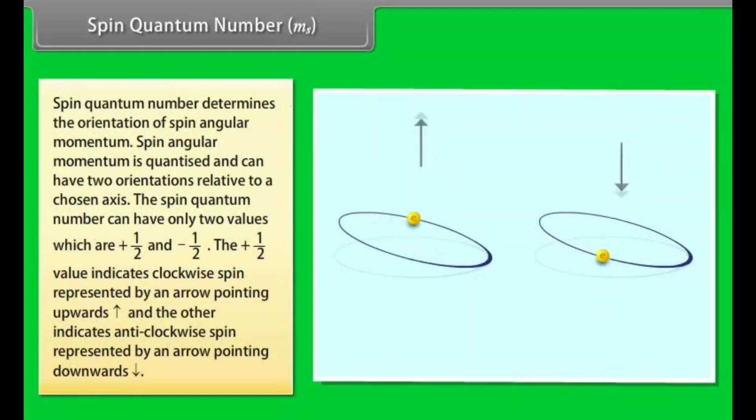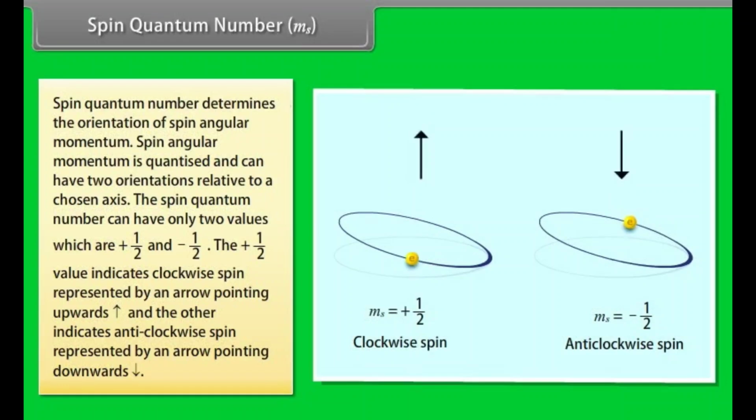Spin quantum number, ms. Spin quantum number determines the orientation of spin angular momentum. Spin angular momentum is quantized and can have two orientations relative to a chosen axis. This spin quantum number can have only two values, plus half and minus half. The plus half value indicates clockwise spin represented by an arrow pointing upwards, and the other indicates anti-clockwise spin represented by an arrow pointing down.